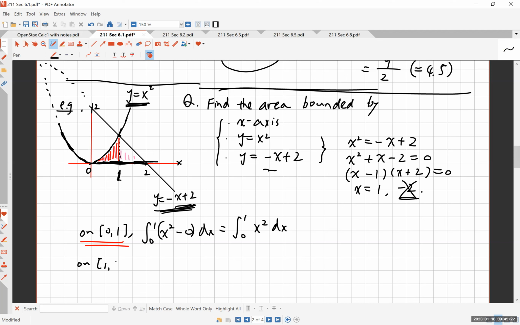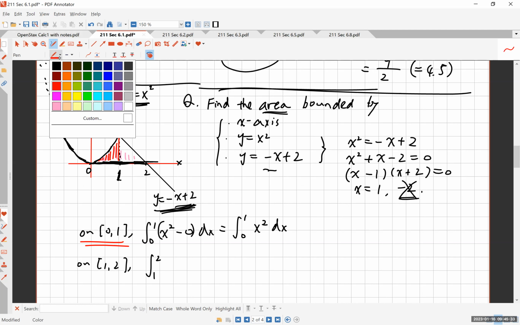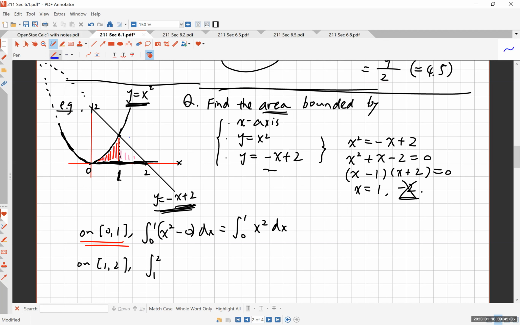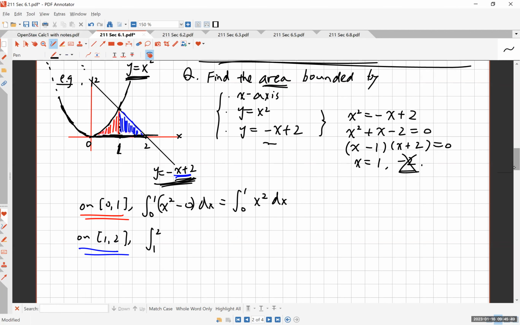Now, from 1 to 2, that's still a part of the region that I am supposed to find the area for. But between 1 and 2, my upper function is going to be different, right? And that's going to be this function, which is negative x plus 2. And then, of course, it goes down to 0. So that's what I have to find. That's my blue part, or the region. And that goes from 1 to 2.